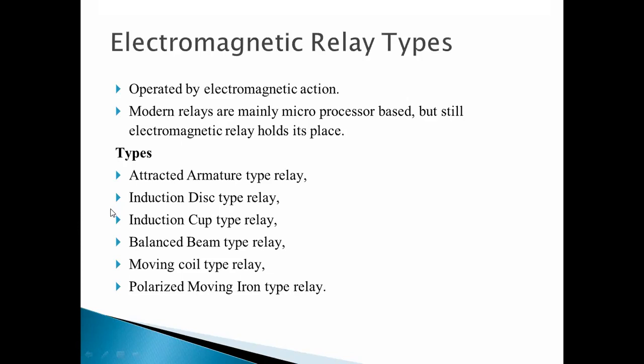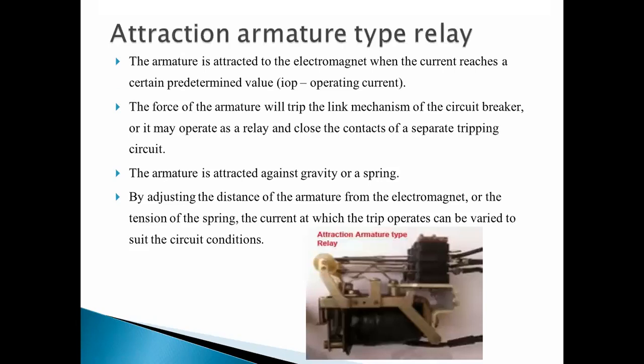So after static relays, the microprocessor based relays came, and after that the numerical based relays came. These numerical relays are also microprocessor based, but they have so many advantages, which we have seen already. Then the first type is the attraction armature type of relay.